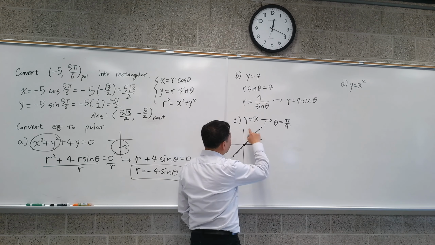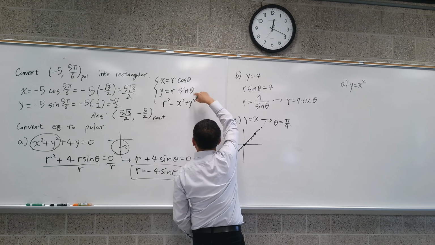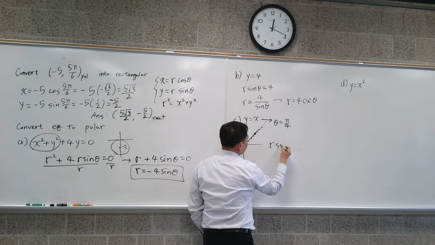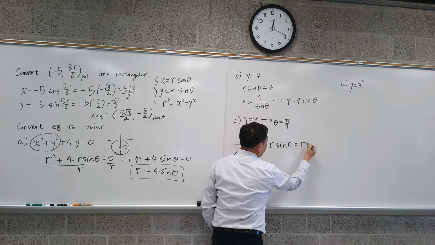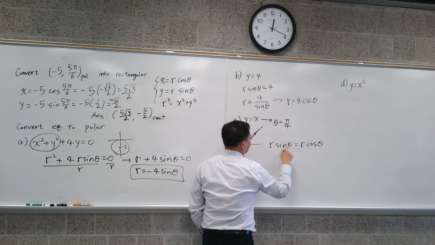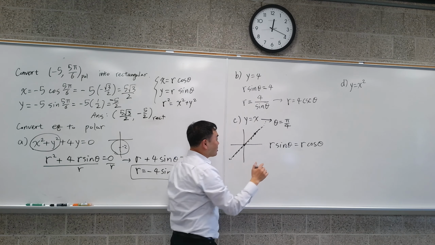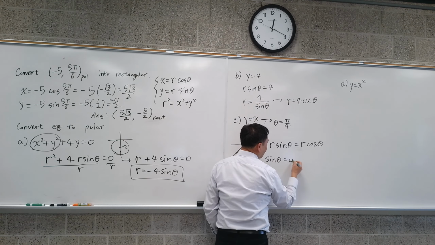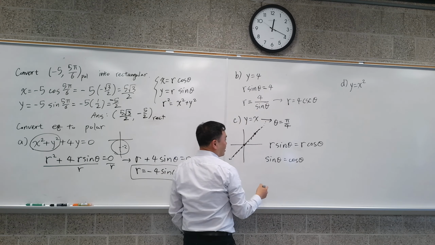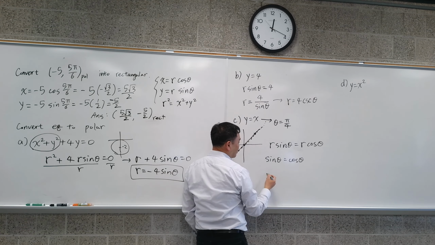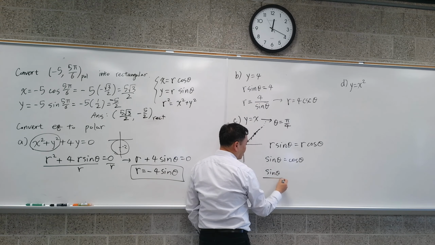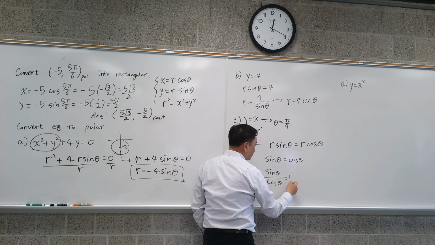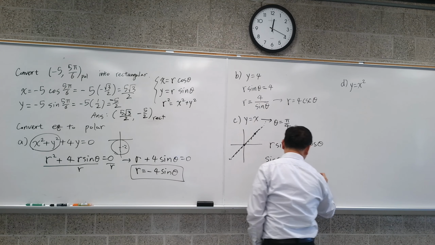Well, it's not impossible. You just replace y and x by these two, and you get r sine theta equal to r cosine theta. And seeing that r is common, you divide both sides by r, and you get what? Sine theta equals cosine theta. And then if you divide both sides by cosine theta, you get sine theta over cosine theta equal to 1, which means tangent of theta is 1.